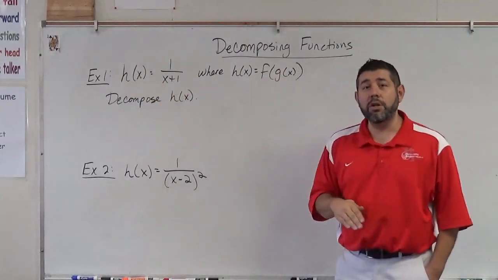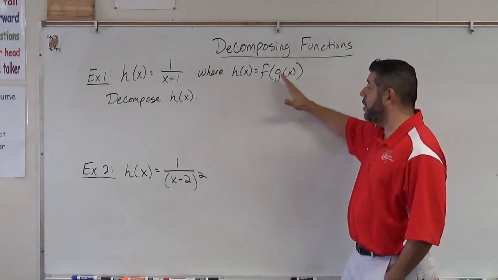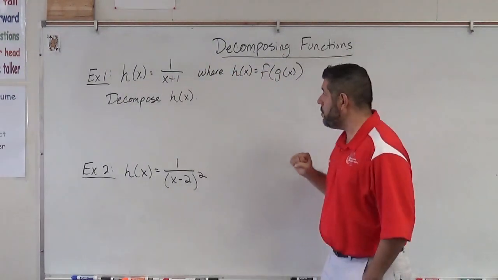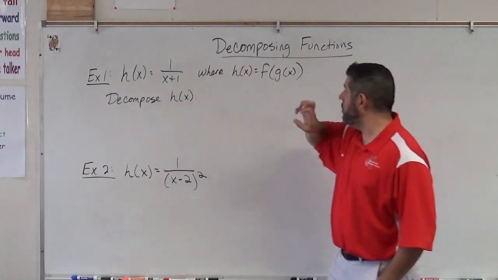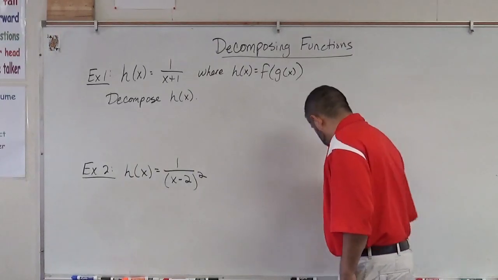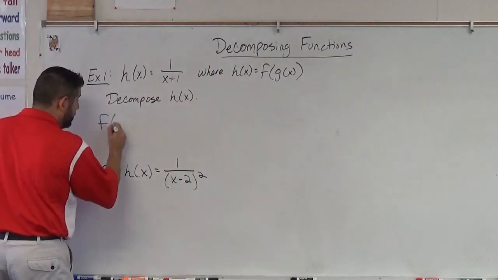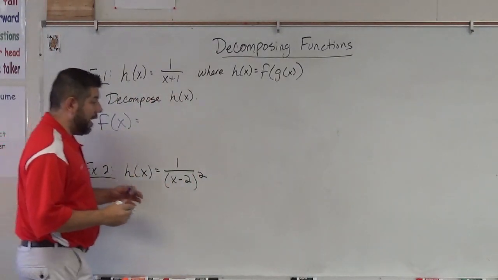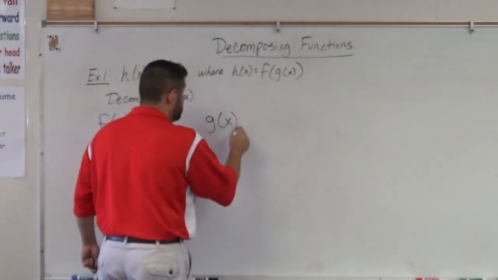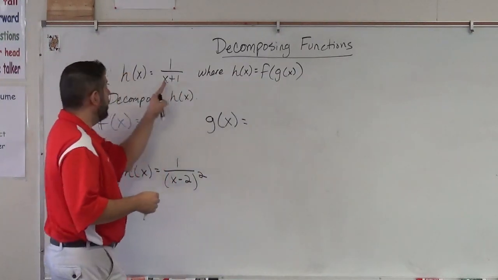h of x is equal to 1 over x plus 1, where h of x is equal to the composite function f of g of x. So this is a composite function. What we want to do is pull out f and g to decompose h. All right? So we're going to come up with f of x, and we're going to have also g of x. And these two together, if I put them as composite functions, I'll get h of x.